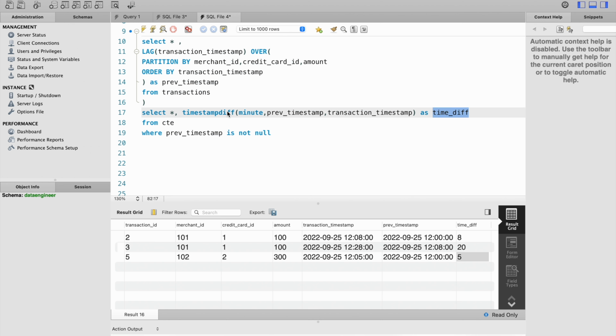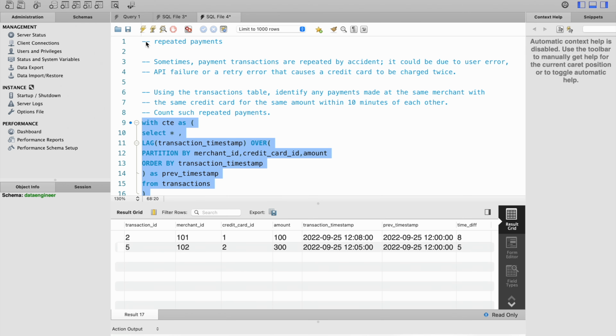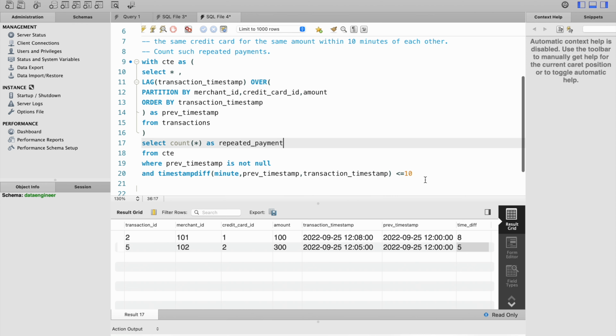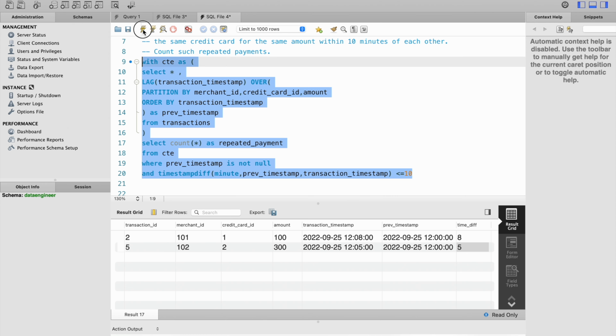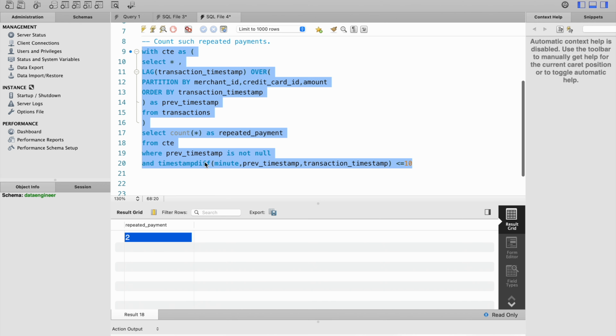In order to consider the payment a repeated payment, the time difference should be less than or equal to 10. Now if I run this, you can see that we just have two transactions, and what we need is the count, count star as repeated payments. So this should achieve our desired result. Here you can see we are getting 2 as the final output.